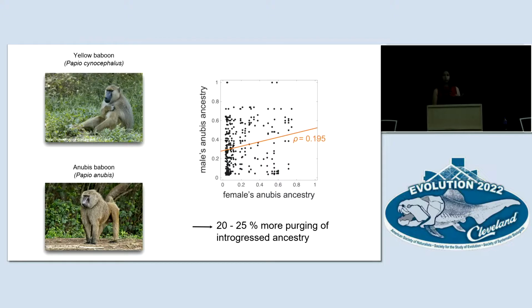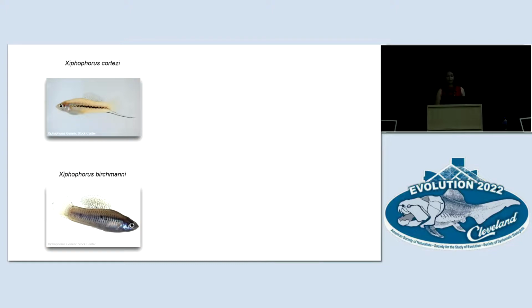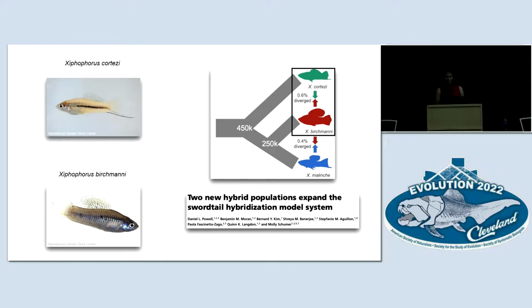Now, this is a case of relatively weak pre-mating isolation. The next case I'm going to show you is one of strong pre-mating isolation. This is the hybrid zone between Xiphophorus cortezi and Xiphophorus birchmanni in tributaries of the Rio Santa Cruz in northern Hidalgo, Mexico. I should say that I really want to thank Molly Schumer and our postdoc Dan Powell, who shared this data with us and also discussed it extensively. In this particular hybrid population, Xiphophorus cortezi is the major ancestry, and Xiphophorus birchmanni is the minor ancestry. And consistent with what we see in other swordtail species, birchmanni ancestry is being consistently selected against at very many loci throughout the genome.